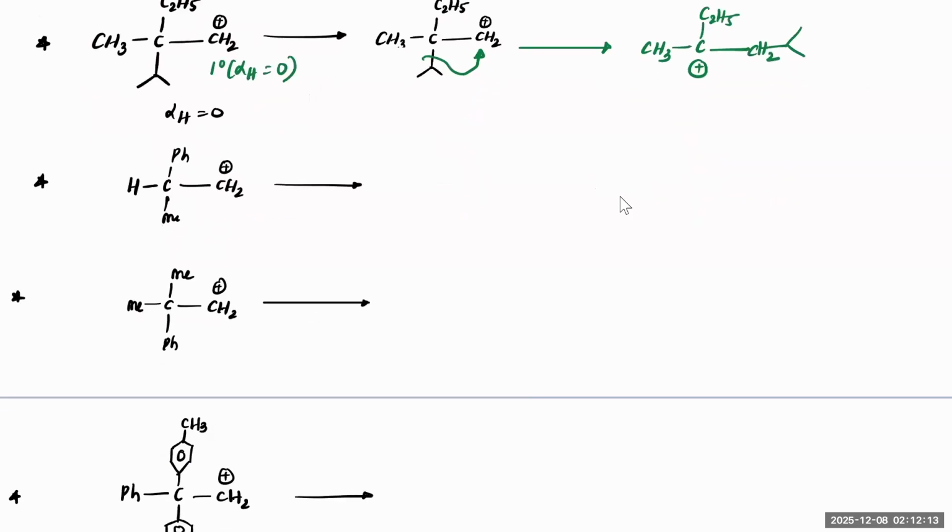In the second one, between hydrogen, phenyl, and methyl, which has more migrating aptitude now? That is phenyl, which can do it. Similarly, if you have two methyls and one phenyl here, you can still go for phenyl. In the first case, hydrogen is there, so the hydride shift will take place first. In the second case, there is no hydrogen, so between two methyls and phenyl, phenyl will take care of it.